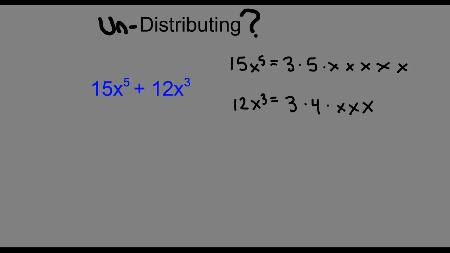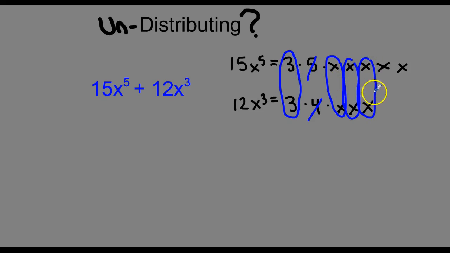Now what we want to do is find the common factors. We know that they have a 3 in common, just one 3. 12 is not divisible by 5, and 15 is not divisible by 4, so we're not going to count those. And then they do have an x in common, and another x in common, and another x in common. So what they have in common is what's going to be on the outside of these parentheses. So I'm going to make a set of parentheses, and we're going to write on the outside 3x cubed. We would say that 3x cubed is a factor of both of these terms.